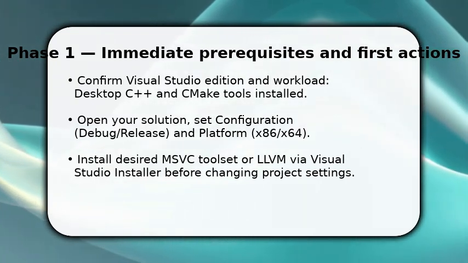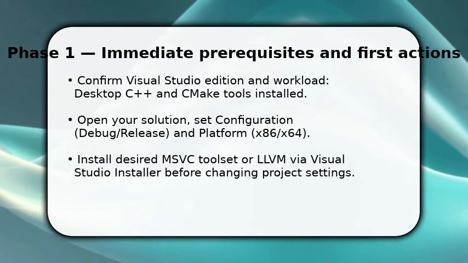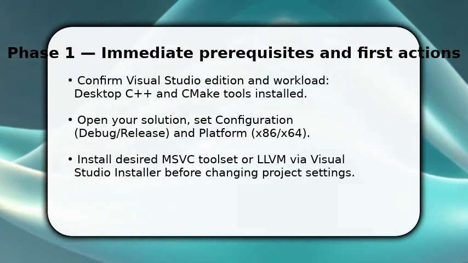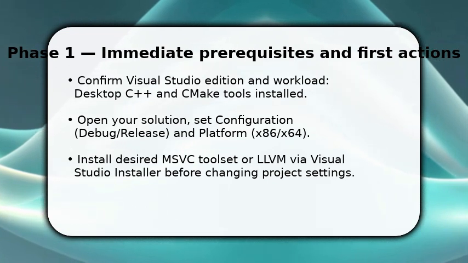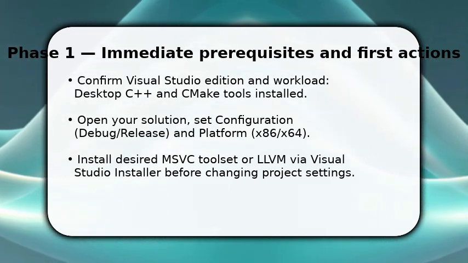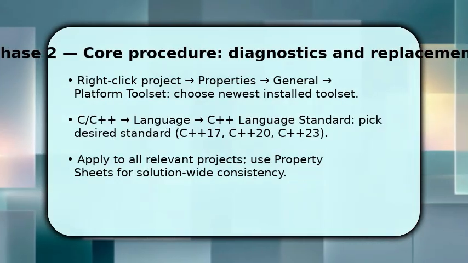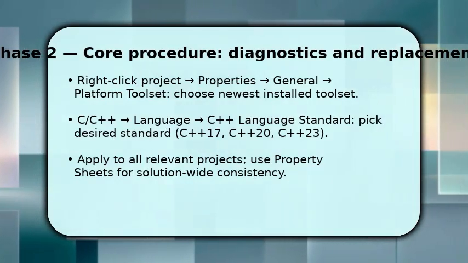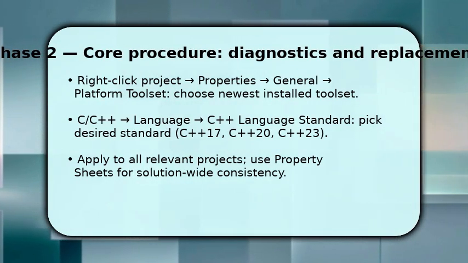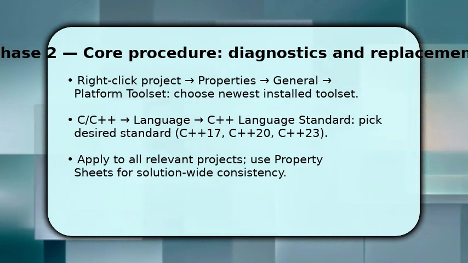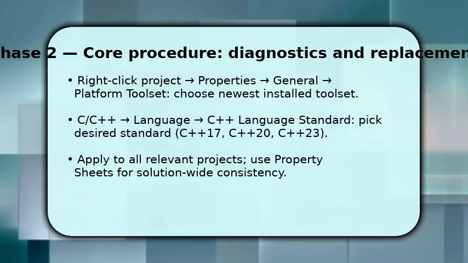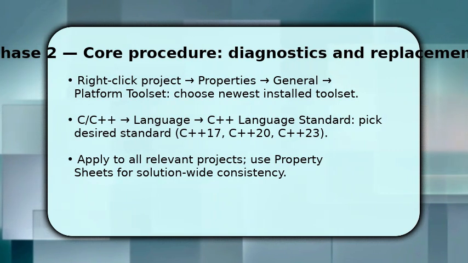Once done, reopen the solution and inspect the project properties. This is where you will point the project to the newer C++ language and compiler options. You now change the project toolset and language standard. Right-click the project, open Properties, then under General set the platform toolset to the newer MSVC or LLVM you installed.